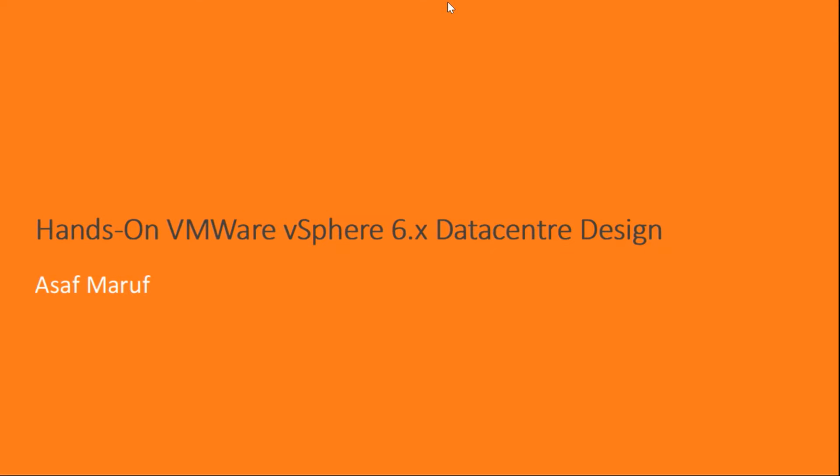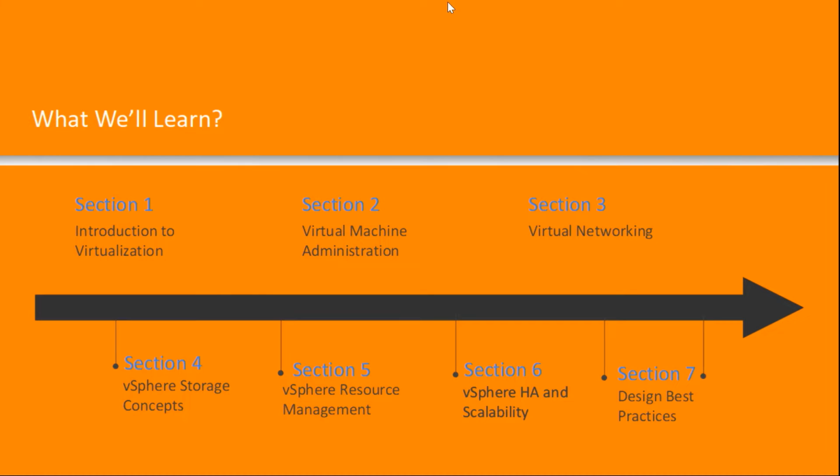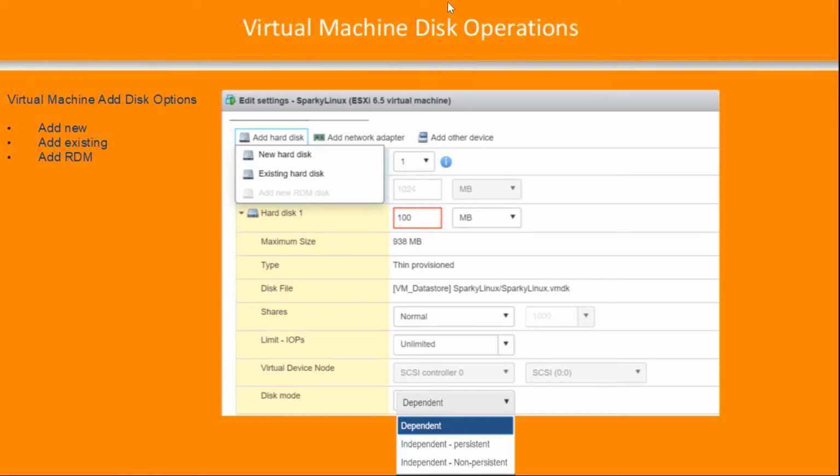Section 4, Video 5. In this video, we will be looking at virtual machine disk operations. The first option that we look at is adding a disk to a virtual machine. We look at three options: adding a new disk, adding an existing disk, or adding an RDM, which is a raw disk map.